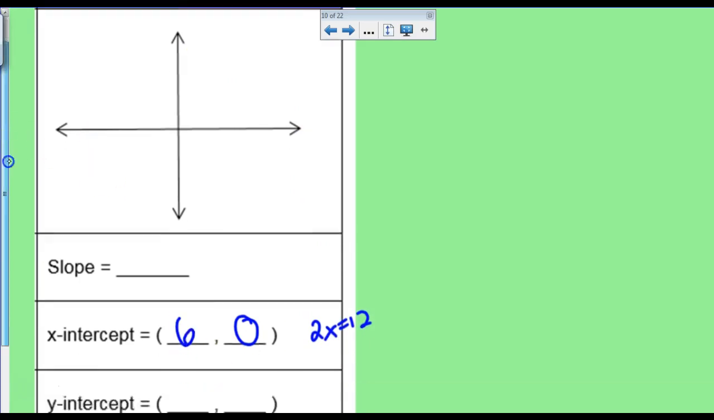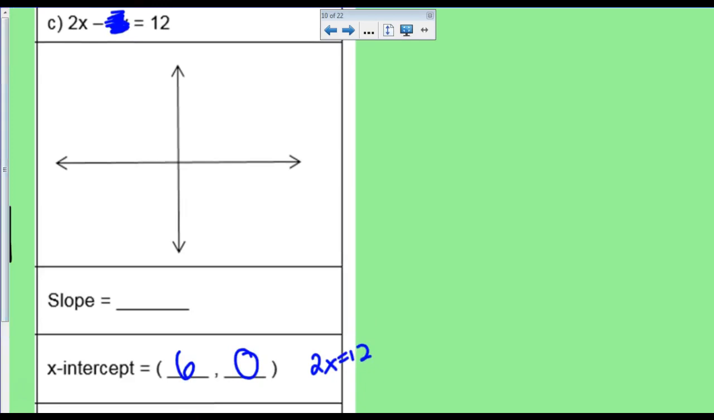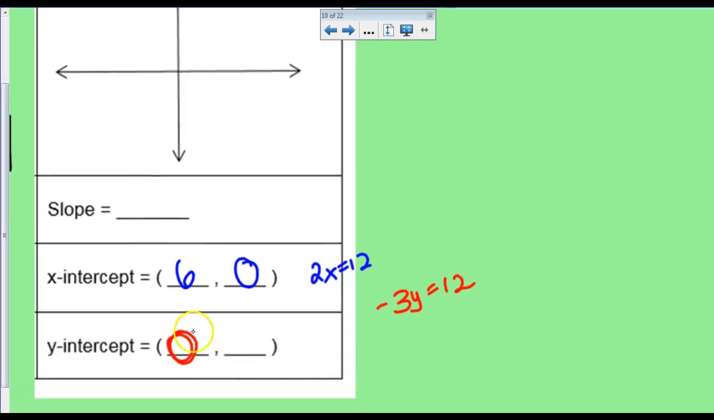And then similarly, for the y-intercept, that's where you're going to substitute in a 0 for the x. So if I go back up here, and this is a 0, so it's no longer there, and I get -3y equals 12, so y equals -4. When it comes to graphing, I'm just going to use those to graph. So 1, 2, 3, 4, 5, 6 is my x-intercept. Down 1, 2, 3, 4 is my y-intercept.